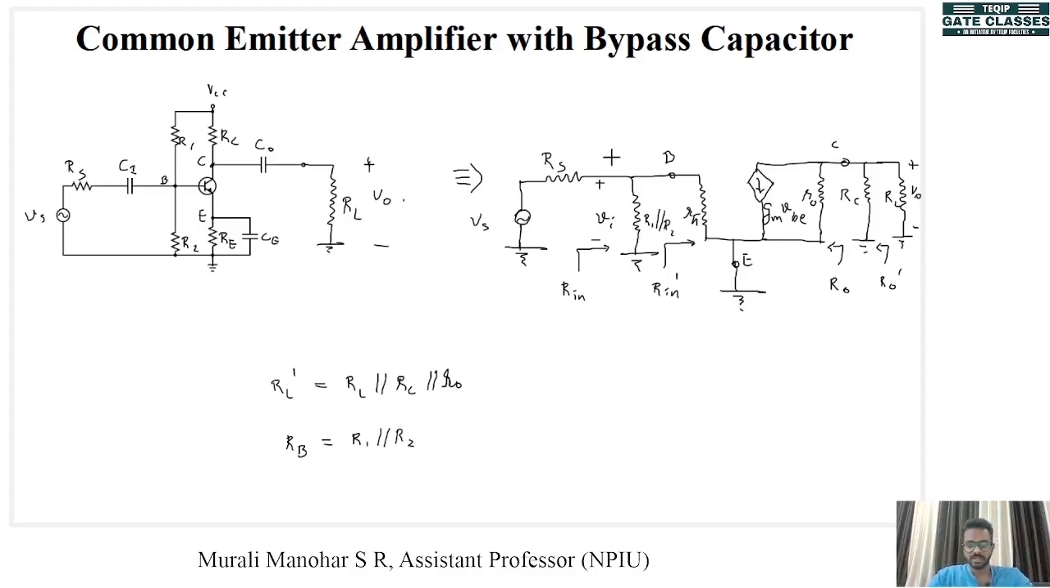Now we can redraw this circuit again, and that will look like this. We have our Vs here, Rs here, Rb here, then R pi, this is the input side.